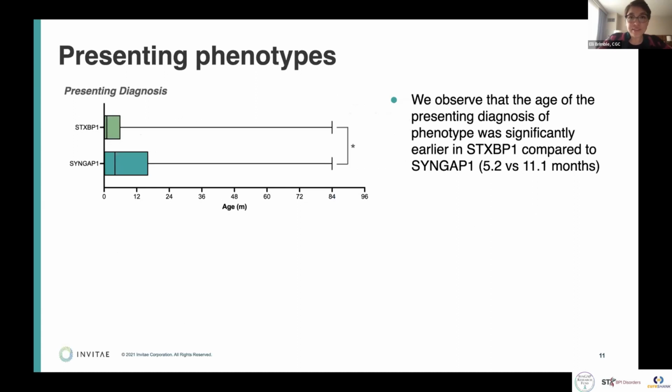We also looked to see whether there were any differences between the age at onset. So how old were individuals when they were first reported to have a diagnosis or symptom? And we do see that individuals with STXBP1 present significantly earlier than those with SYNGAP1, for an average of 5.2 months compared to 11.1 months.